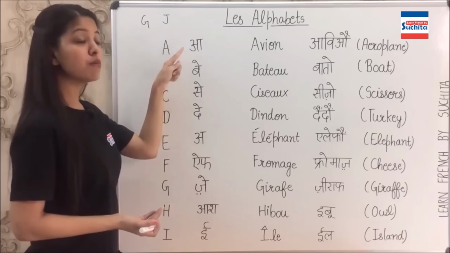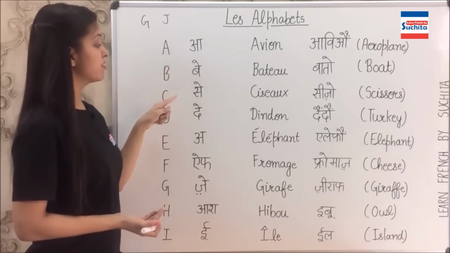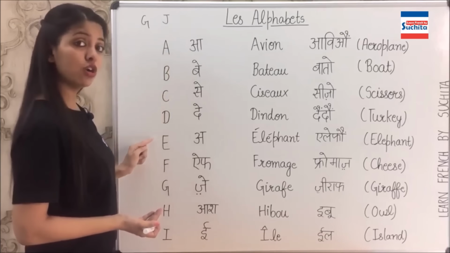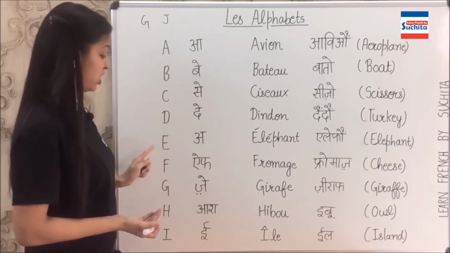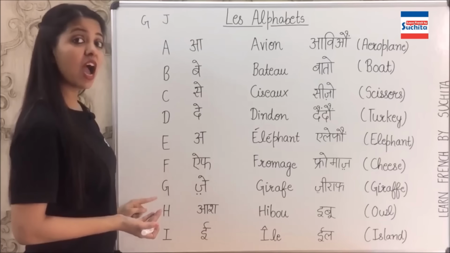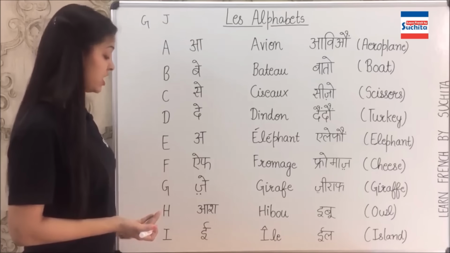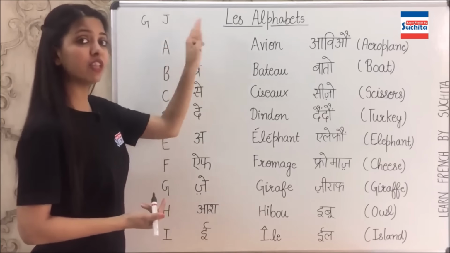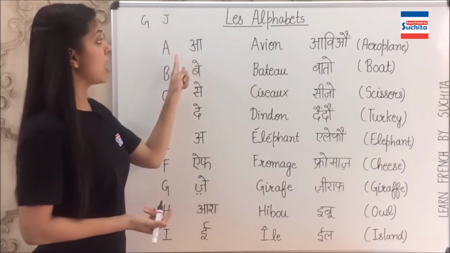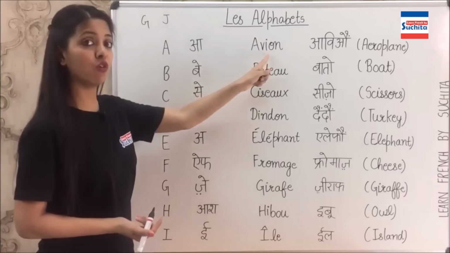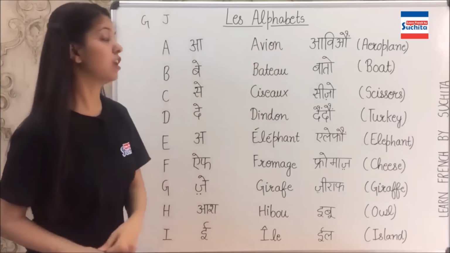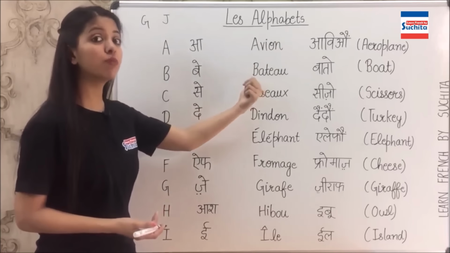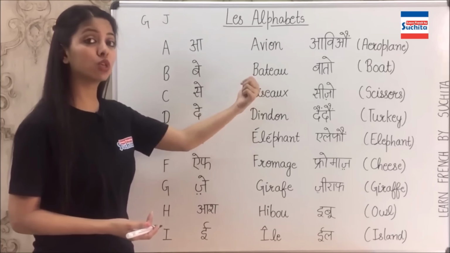Okay, on les répète. A, B, C, D, F, G, H, E. Now, we'll learn one word starting with every alphabet. A, avion, which means aeroplane. Now, B, bateau. Bateau means a boat.